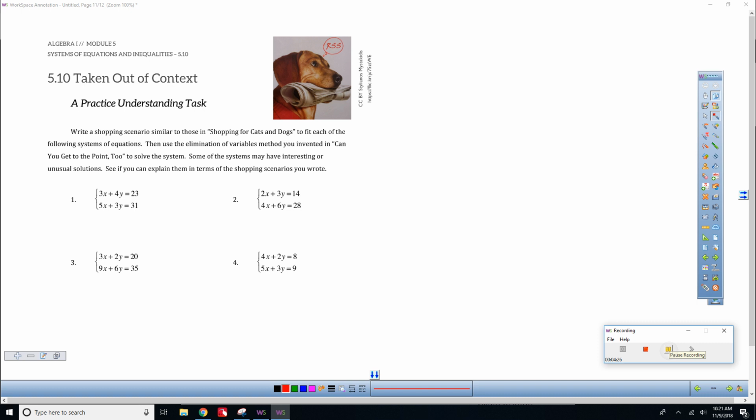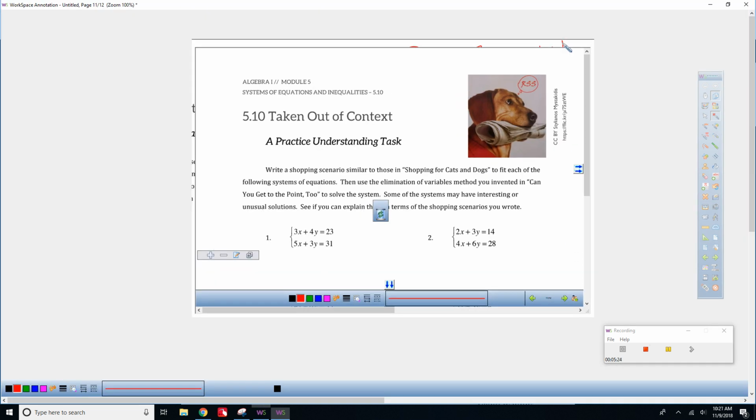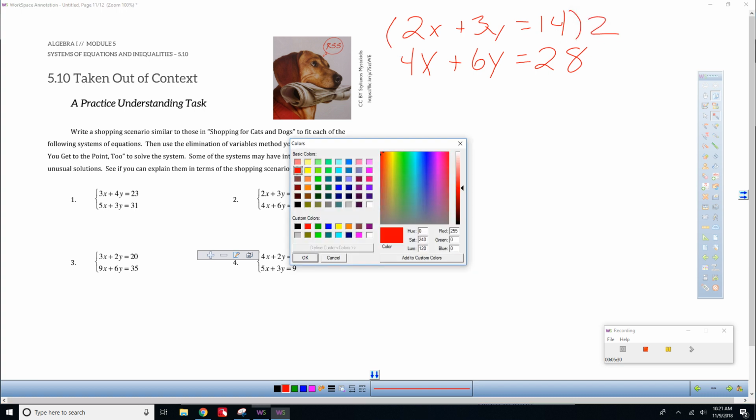I'm down, okay? Let me rewrite it. Oh, this is going to be an interesting one. Okay, I see where I'm going on this one. Let's multiply the top equation by 2. I'm going to multiply that one by 2. I tried to change to purple there.